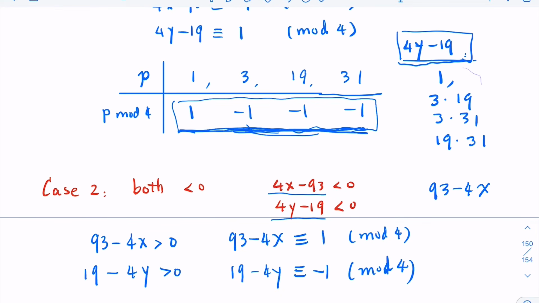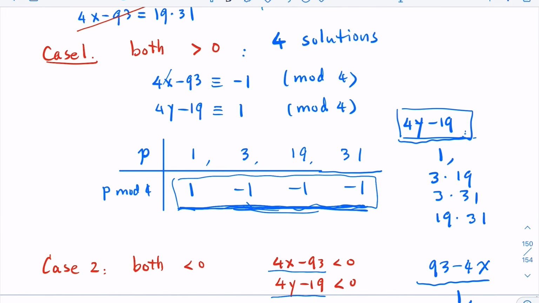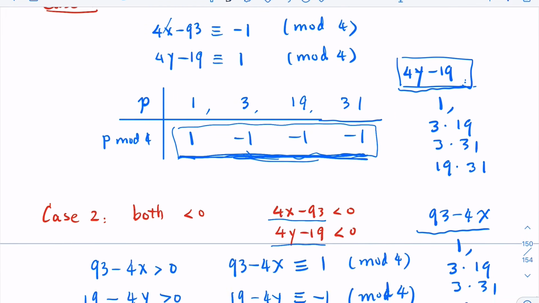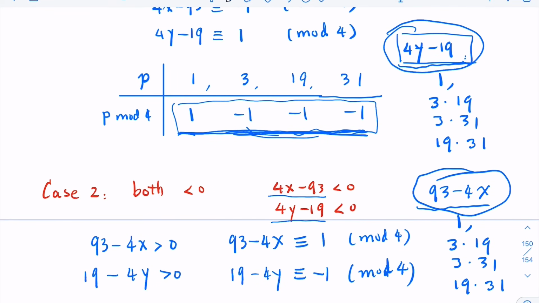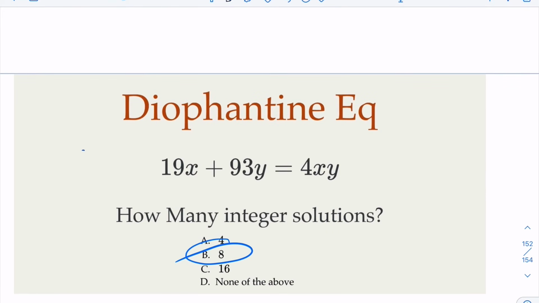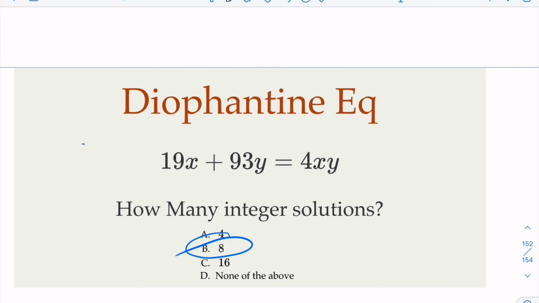In this case, we also have 4 different solutions for x, and that's for y. So in summary, we have 2 cases, and in either case, either 4y minus 19 or the other quantity takes 4 different values. So in total, we have 8 solutions for the original equation. That's the correct answer. All right, thank you for your time.